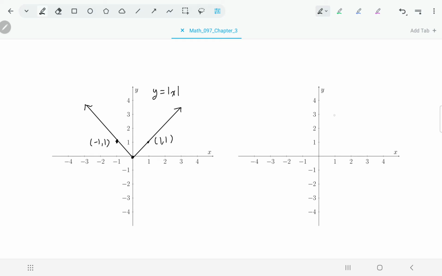So (1, 1), I shift that upwards by 2 units to get (1, 3). (0, 0), I shift upwards by 2 units to get to (0, 2). And (-1, 1), I shift that upwards by 2 units to get to (-1, 3). And then I just have to draw my lines and finish off my labeling.